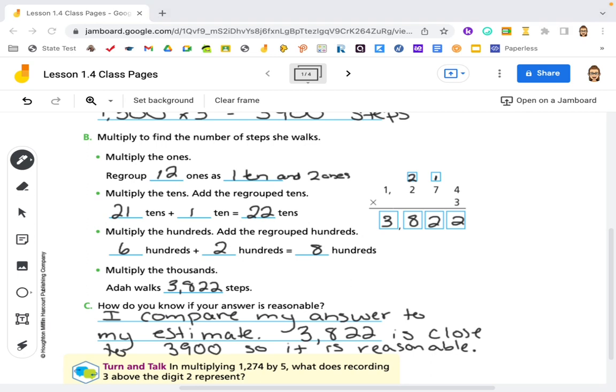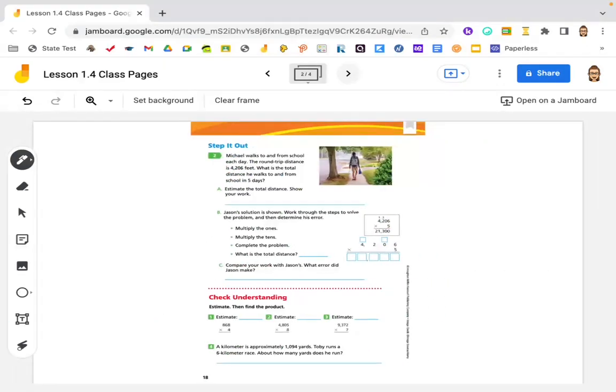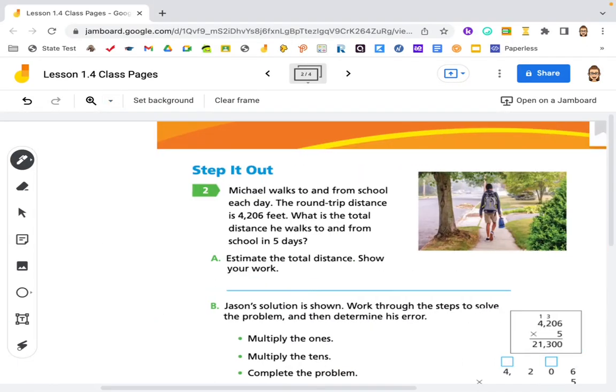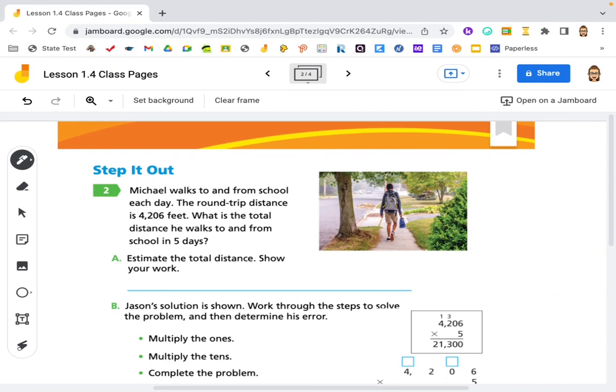Then we're going to go to the next page. And it says, Michael walks to and from school each day. The round trip distance is 4,206 feet. What is the total distance he walks to and from school in 5 days? So I'm going to just round that to the nearest thousand. So I'm going to do 4,000 times 5. 4 times 5 is 20. And I'm going to add my 3 zeros.